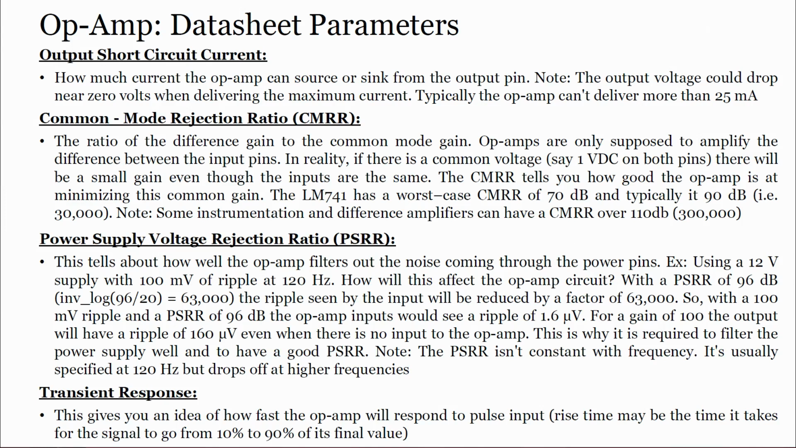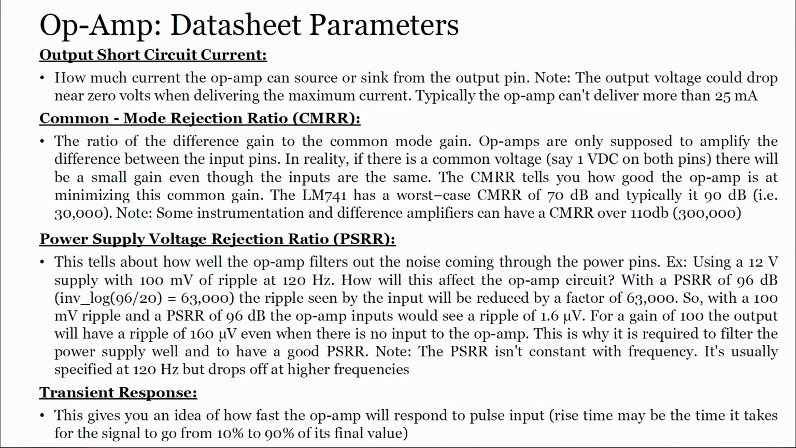Even when there is no input to the op amp, this is why it is required to filter the power supply and to have a good PSRR. You understand? See, in this example, a 12 volt power supply has about 100 millivolts of ripple at 120 hertz, right, then with a PSRR of 96 dB, the output would see about 160 microvolts of ripple voltage, and that is not good, right. That is why we should use a filter for the power supply, right, to have a good PSRR.